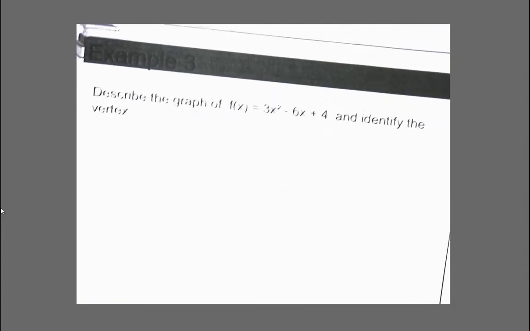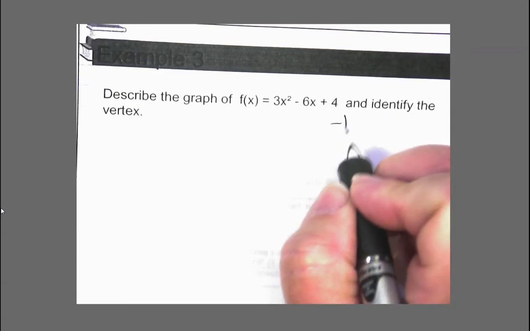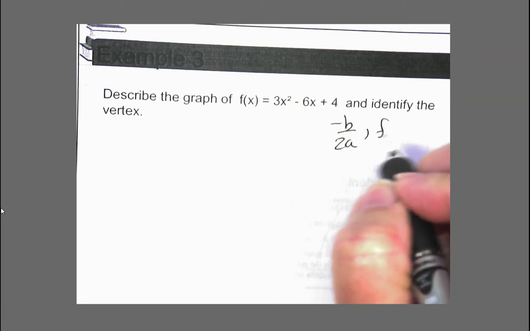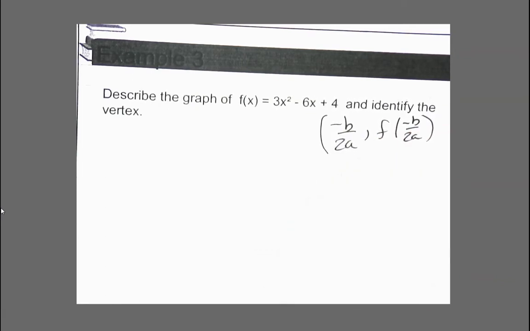Okay, so here we are. It says to describe the graph and identify the vertex. So now what are you going to do? Well, could I find the vertex really quickly by doing negative b over 2a, comma, then plugging that answer in? Yeah, I could do that really, really fast.